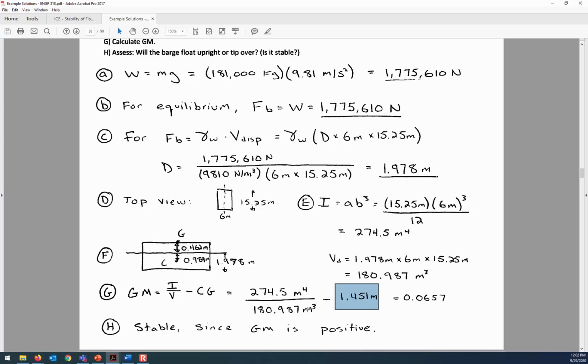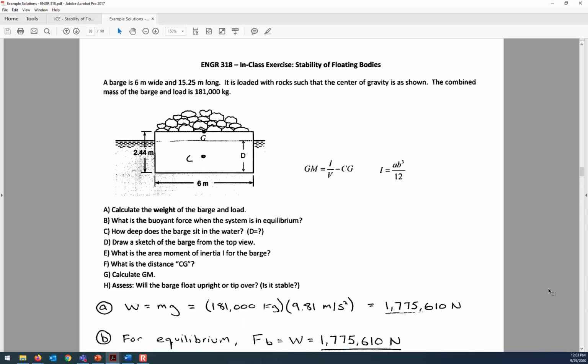But you can see now when I substitute in the area moment of inertia and the submerged volume, then what's left over is a positive amount. So this is a stable barge. It's not going to tip over because GM is positive. So it's stable even though the center of mass is above the center of buoyancy.